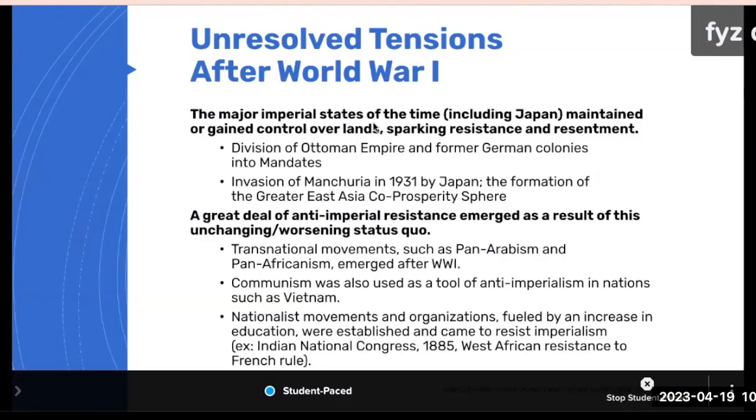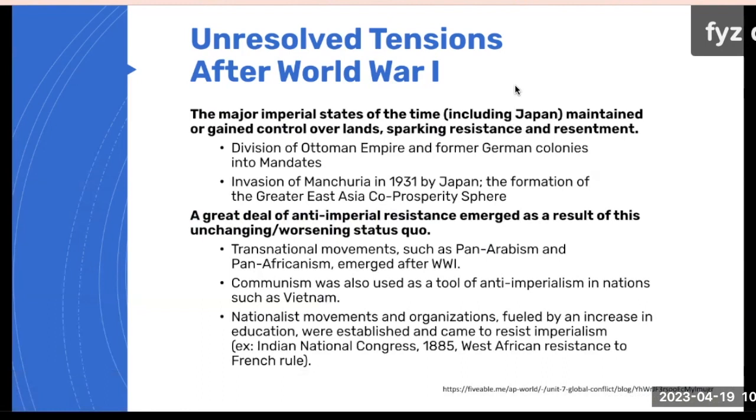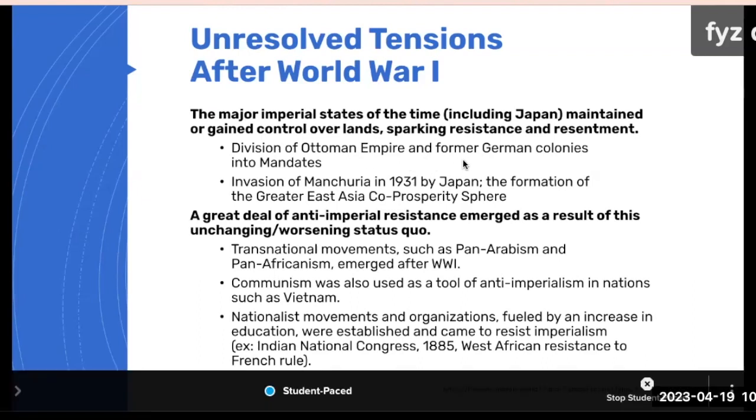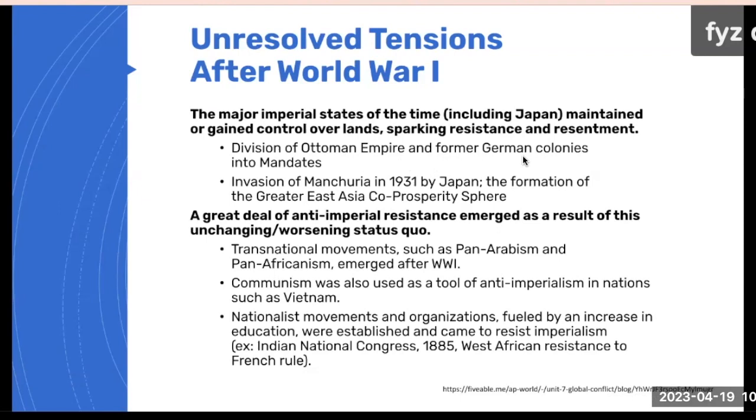So looking at the unresolved tensions after World War I, we're going to see that the major countries at the time that were imperializing, like Britain and France and Japan, are going to keep control over their lands, which is going to lead to local resistance, like what we see with the division of the Ottoman Empire and the former German colonies being taken up by other European colonizers. We are going to see those resistance movements, that desire for independence, kind of like the desire for the Serbs to be independent being the spark for World War I.